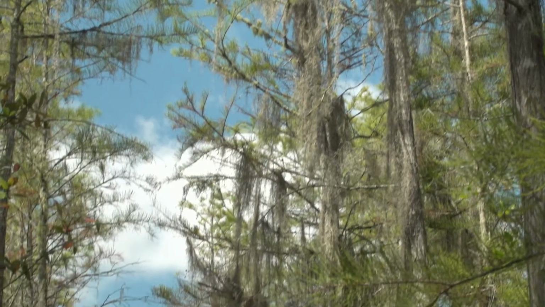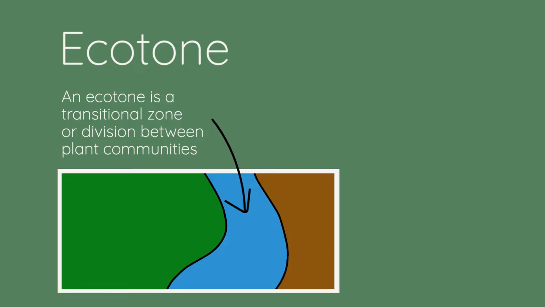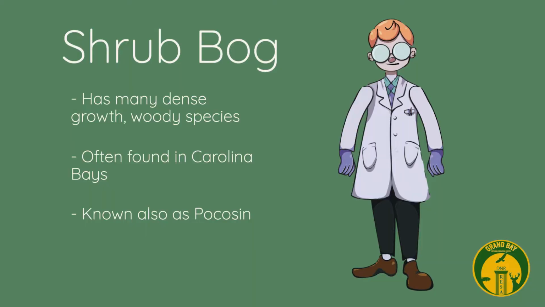And so when we walk, I want you to notice that as the scenery changes, we're going to call that an ecotone. And I'll show you your first ecotone as we approach our next community. Now we've traveled into the Shrub Bog on the boardwalk, and that's our second community that we find. The Shrub Bog is a dense growth of many woody species occurring in wet areas with fluctuating water tables, commonly found in Carolina bays. Shrub bogs are also known as pocosin.